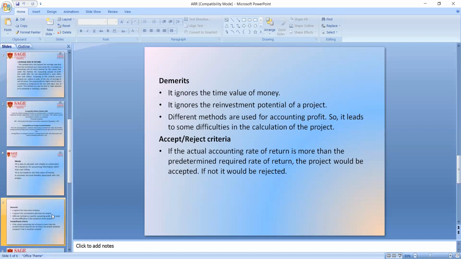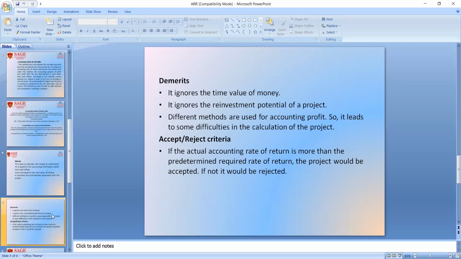So as we are not into the discounting factor methods, we have to treat this point as one of the demerits, and it ignores the reinvestment potential of a project. And different methods are used for accounting profit. According to some, profit will be considered after tax and depreciation, some will be considering before tax and depreciation. So it leads to some difficulties in the calculation of the project. So at times when that point of doubt is there, it will become difficult to arrive at what is actually profit.